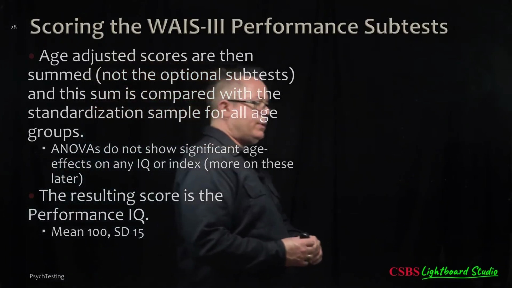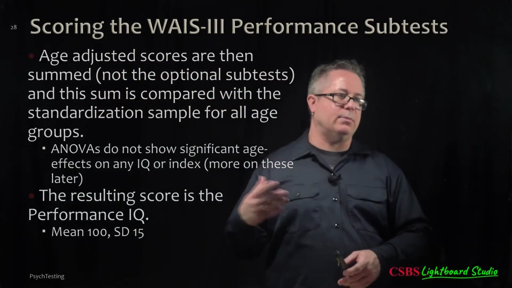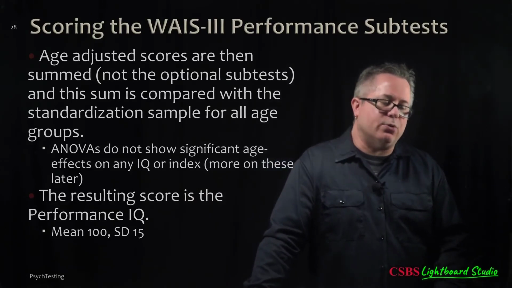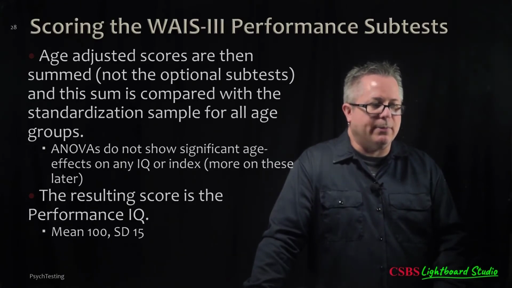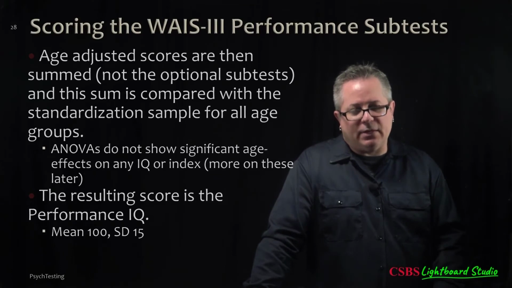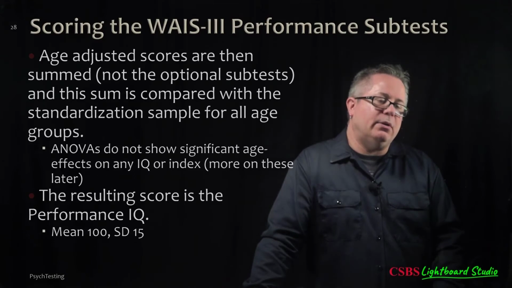All right, so what do we do with the performance subtests? Age-adjusted scores are then summed, again, not the optional test. And this sum is compared with the standardization sample for all age groups. And again, it doesn't seem there's a whole lot of significant differences depending on this because of the age norming. The resulting score is the performance IQ. So instead of getting, like in the Stanford-Binet, verbal and non-verbal IQ, you get a verbal and performance IQ. And again, this is standardized to have a mean of 100, standard deviation 15.